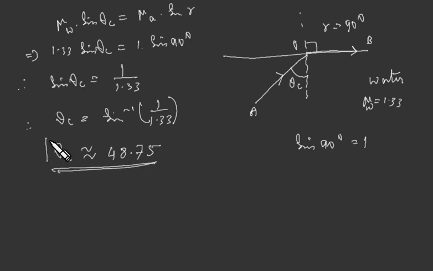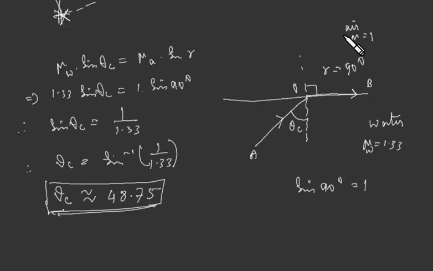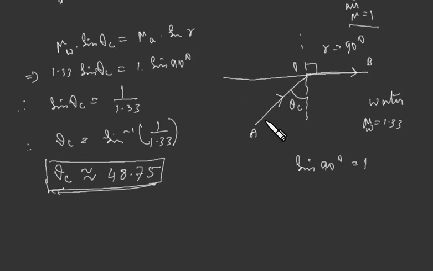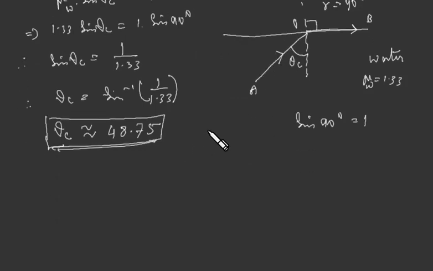Alright. Okay. So this is how you can find the critical angle of any material when the light goes from that material to air, because the refractive index of air or vacuum is considered to be 1. That's a standard one. Alright.